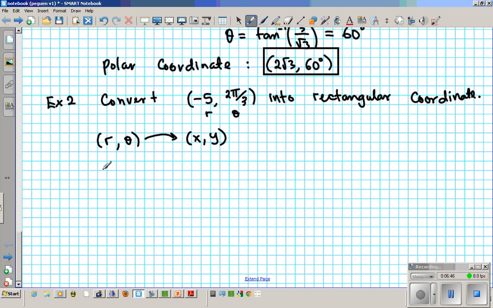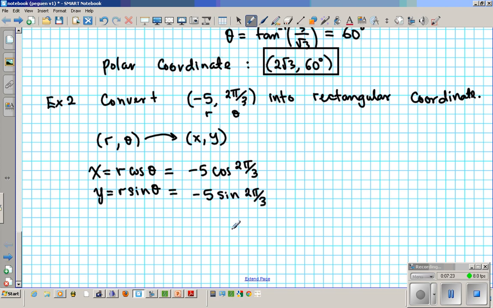So using the formula we derived before, we know that x is r cosine theta and y is r sine theta. So we just combine these values and input them here to compute the respective coordinate values. So x is going to be -5 cosine 2 pi over 3, and y is -5 sine 2 pi over 3.